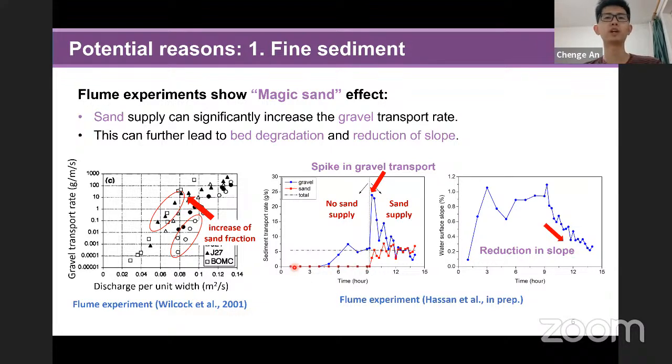But in most of the cases, as soon as we feed sand at the upstream, there will be a spike in gravel transport downstream, because the sediment transport rate is measured at the downstream of the flume. So basically, the fine sediment transports very fast on the bed surface. And then you had a follow-up slide on this effect in terms of the critical shear stress. Does that mean that a very little amount of sand can drastically get rid of an armoring layer?